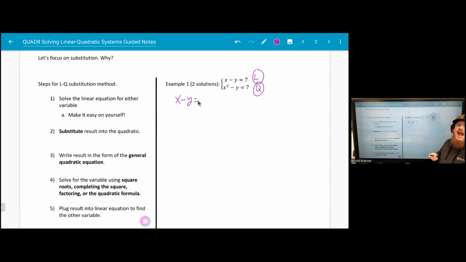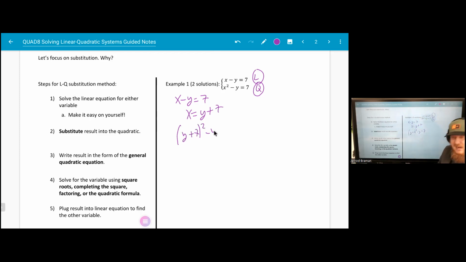Now you can think ahead also. This would be a good candidate to solve for y, because I wouldn't have to do a whole lot with this thing. But I'm going to solve for x because I think that's where a lot of you were probably thinking. So if I do, I'd add y to both sides. x equals y plus 7. Substitute that result into the quadratic. So anywhere I see x, instead I'm going to put y plus 7. (y plus 7) squared minus y equals 7.